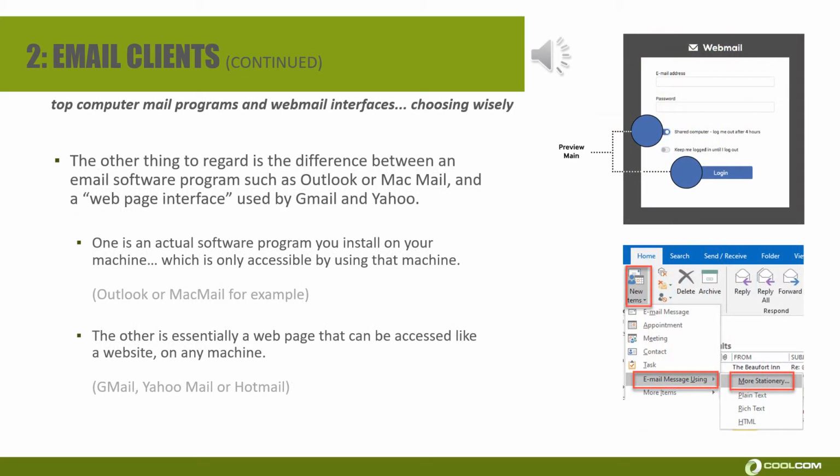When considering email clients, the other thing to regard is the difference between an email software program such as Outlook or MacMail and a web page interface, which is used by Gmail and Yahoo. One is actual software programs that you install on your machine, which is only accessible by using that machine, Outlook or MacMail, for example. The other is essentially a web page that can be accessed like a website or on any machine, like Gmail, Yahoo Mail, or Hotmail.